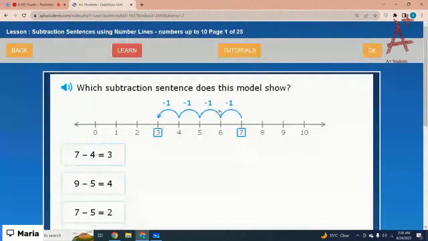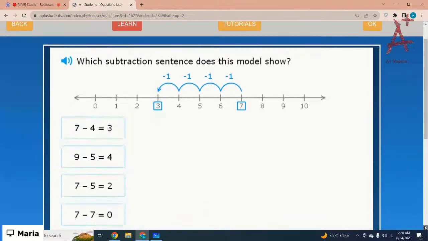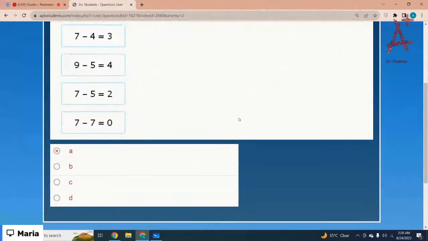Okay. Which subtraction sentence does the model show? So which is the correct option? You started with 7. You go back by 1, 2, 3, 4. You go back by 4. So 7 take away 4 equals 3. Option number 1 is the correct option, right? A is the correct option.